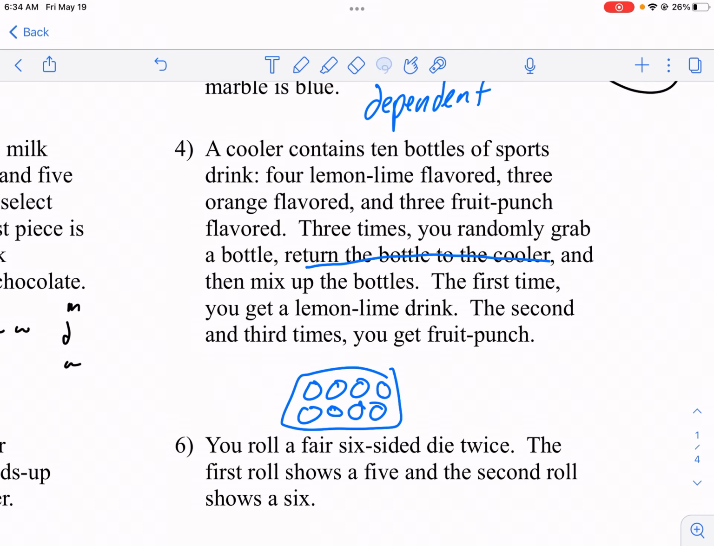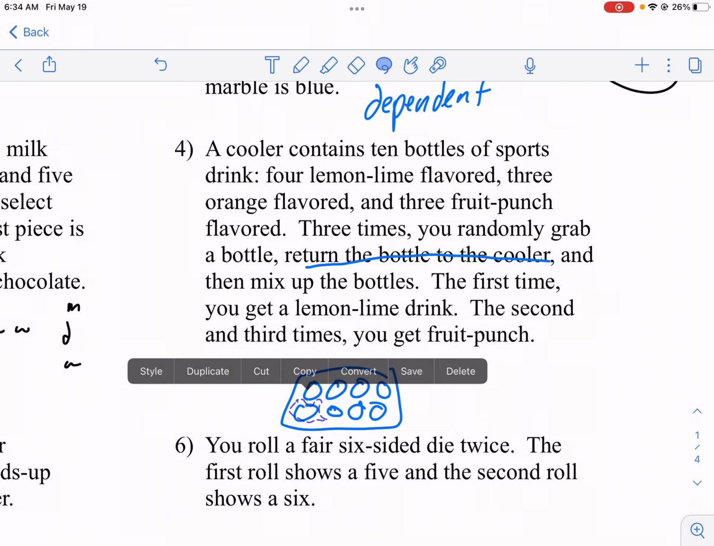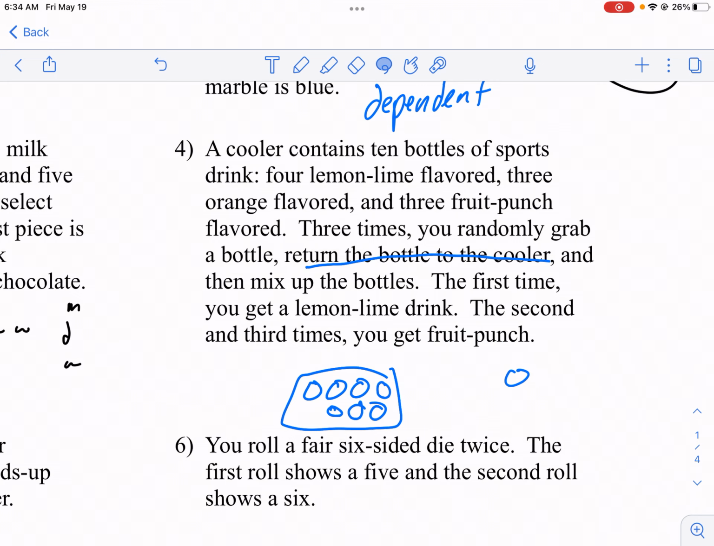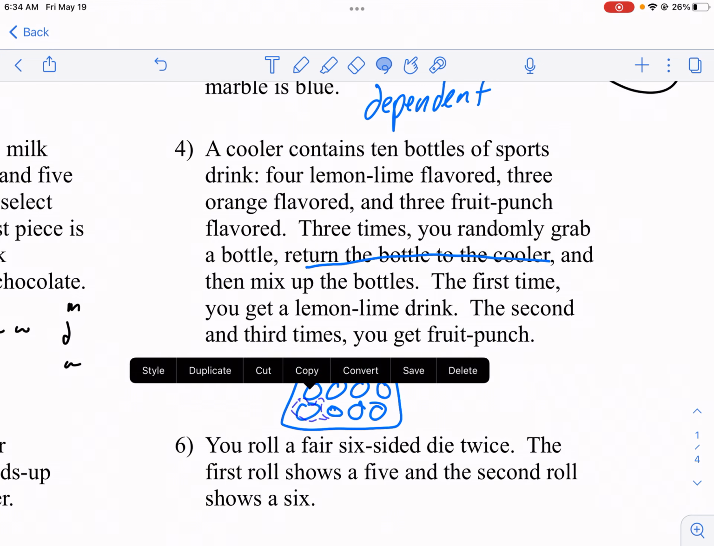And if we grab one, let's see if I can grab it. Man, almost got it. I promise I'll get it this time. There we go. So if I grab one, and then I say, oh, the first time I got lemon, and then I put it back, and then I mix them up, and then I go in again and grab another one, notice how it resets each time.